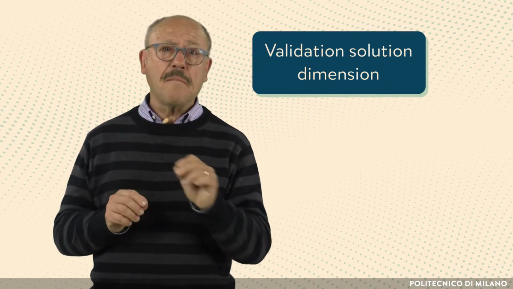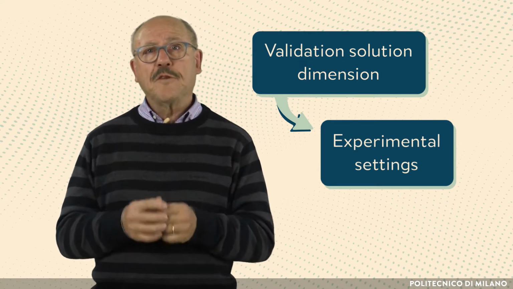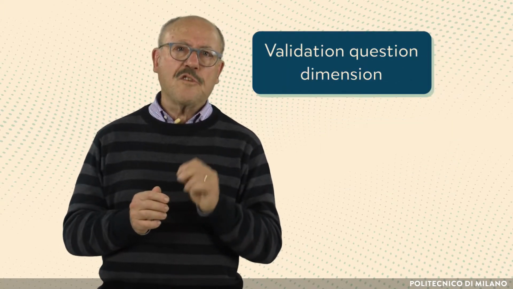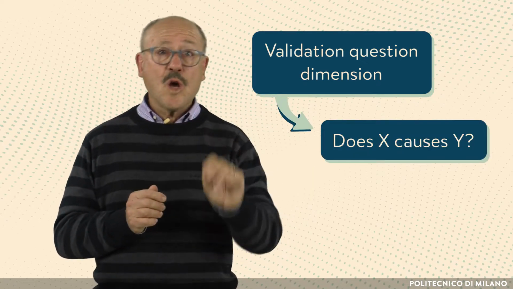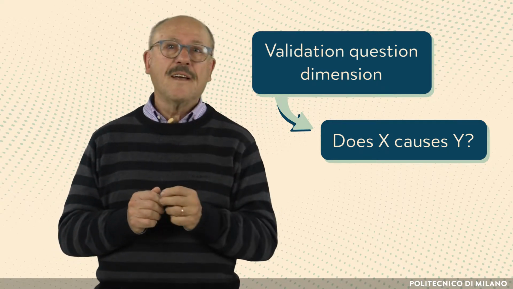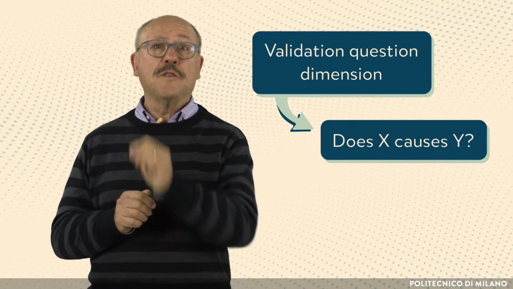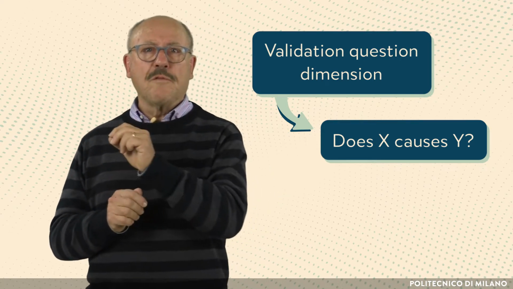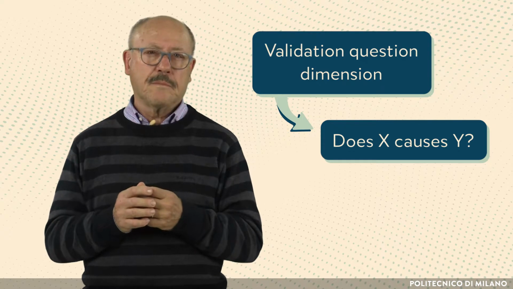The validation answer dimension is the experimental setting in which we observe and collect the data we use to answer the validation question. Very often, the research question takes the form of a causal relation. Does X cause Y? In the example research on culinary habits we discussed in the past, the question would be, does being an Italian imply that the person likes pasta? Or, as other examples, does the use of this tool facilitate debugging? Does this algorithm produce acceptable results?